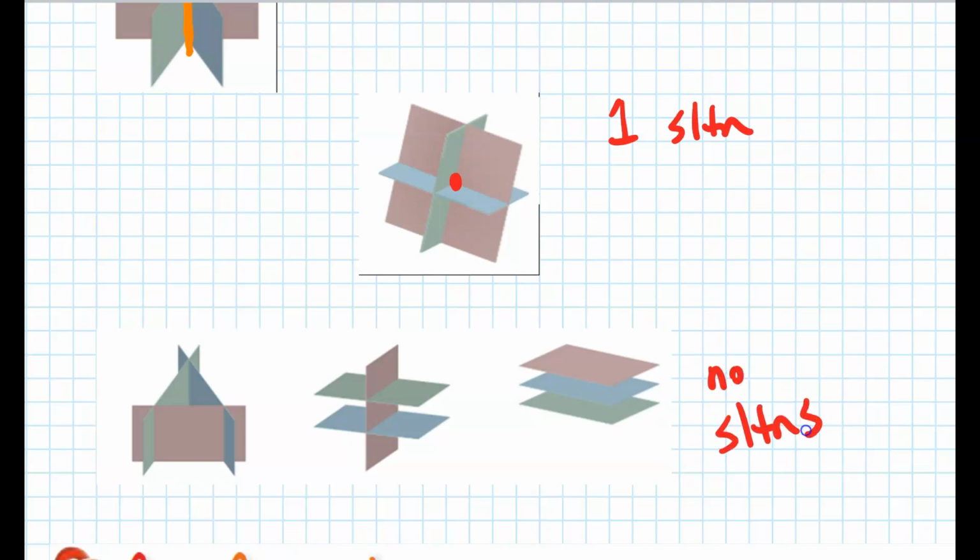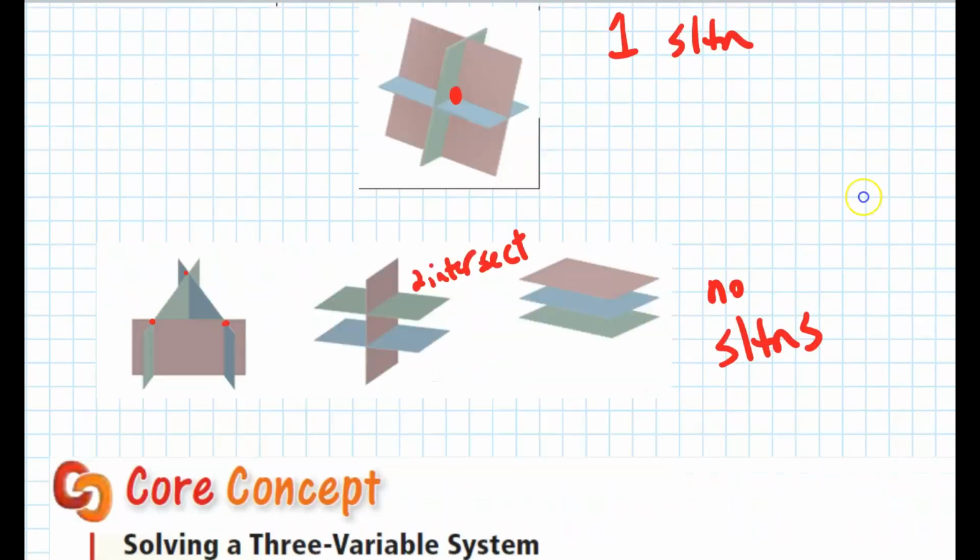No solutions. Because only 2 intersect here. Yes, they all 3 have to intersect. Why is it one? Well, like this, only 2 intersect here. Only 2 intersect here. They all, yes, they all 3 have to be touching one another. All 3 together.